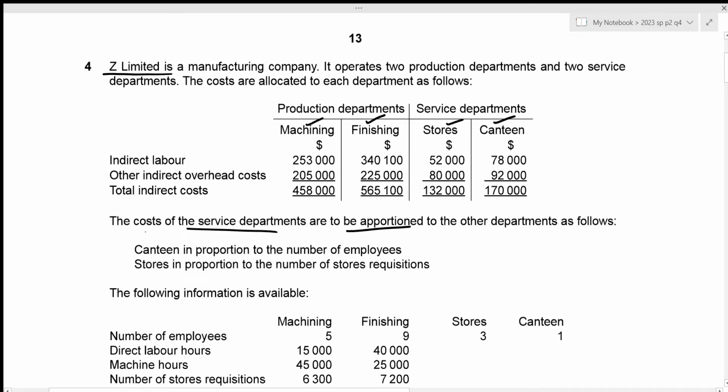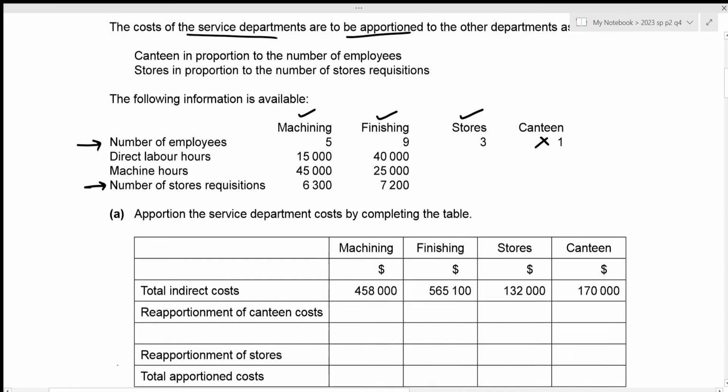Canteen, we are to apportion in proportion to the number of employees. Number of employees, we have it right here. So we will be apportioning the total indirect cost of canteen, which is 170,000, to machining, finishing, and stores based on these number of employees. And we can just ignore the employees for canteen while apportioning it. And for stores, we are to apportion it in proportion to the number of stores requisitions, which is given right here. Okay, let's have a look at our question. We need to apportion the service department cost by completing the table.